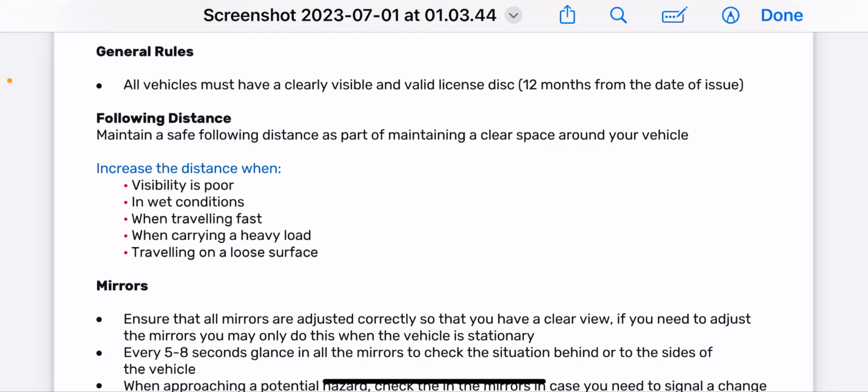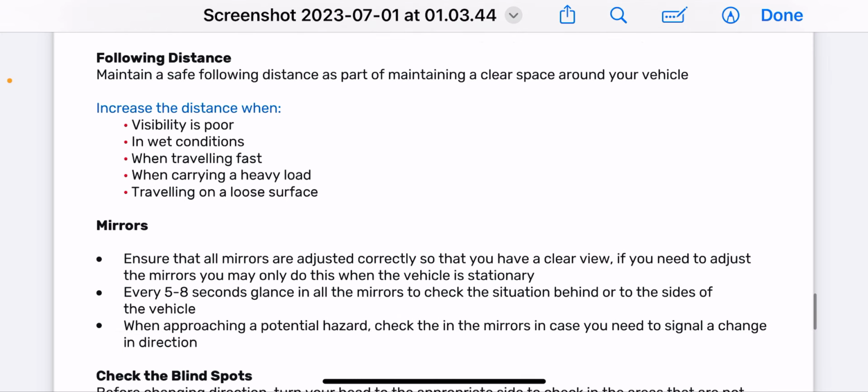Then we start on general rules. All vehicles must have a clearly visible and valid license disc. That disc is valid for 12 months from the date of issue. Straightforward.